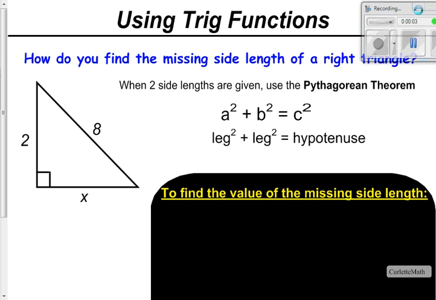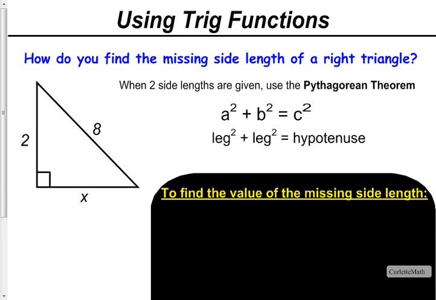All right, today what we're going to do is look at using our trig functions this time. We talked about the ratio of sides in the previous lesson, and now we're going to use those trig ratios. What we're going to start with is how do we find our side lengths?